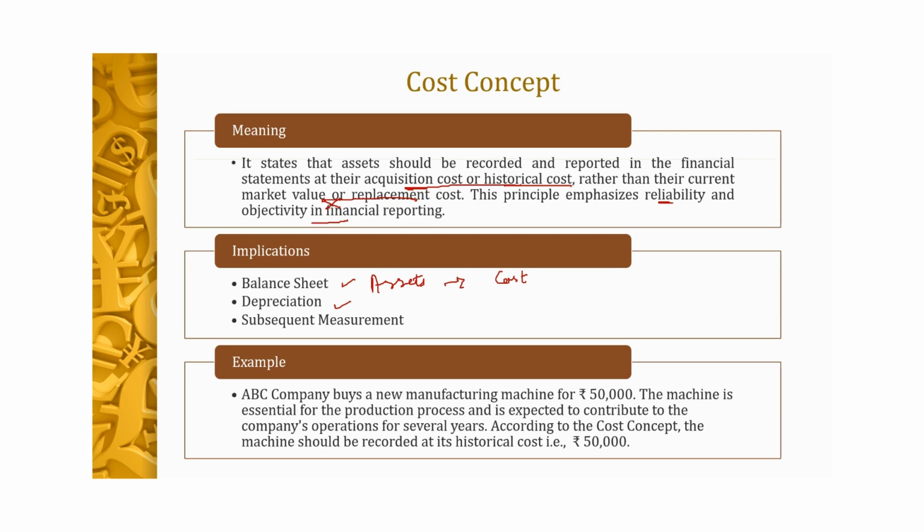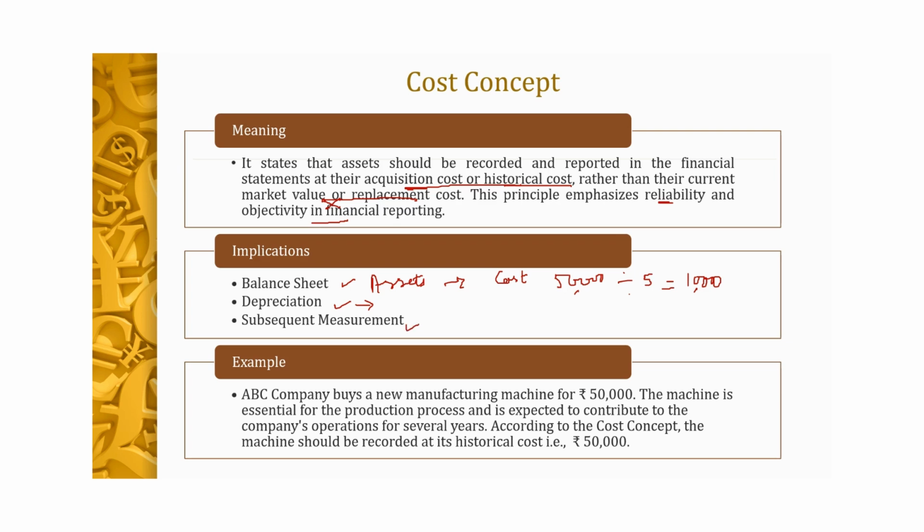We assume that a little bit portion of the cost of the asset is allocated as an expense over the useful life of the asset. For example, cost of the asset is 50,000 and we assume that life is 5 years. So we assume that every year 10,000 is to be depreciated. So we will charge depreciation because of this cost concept.